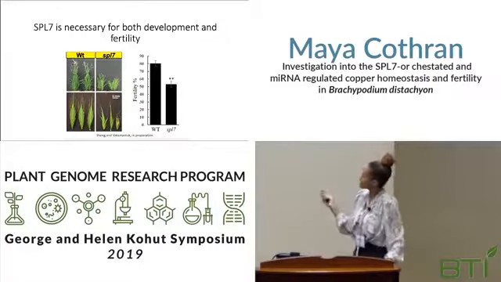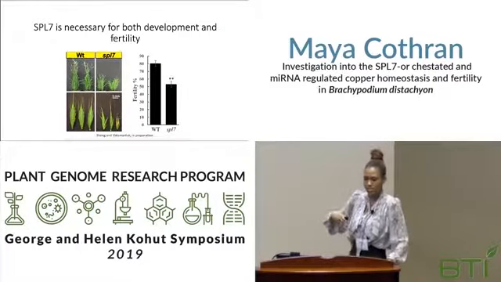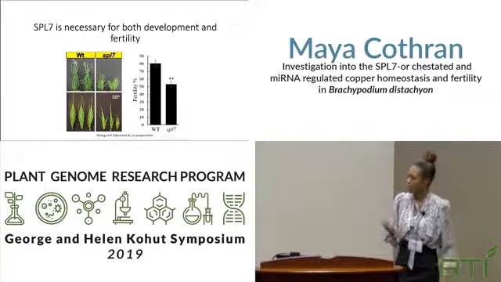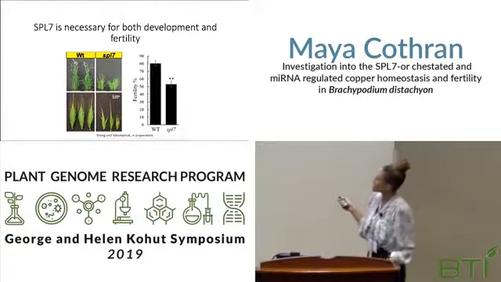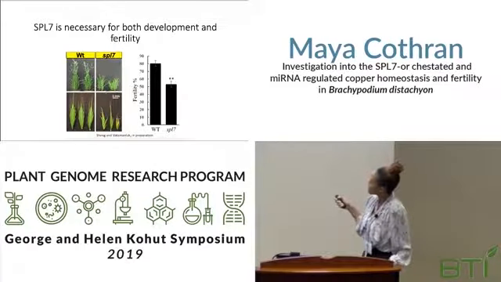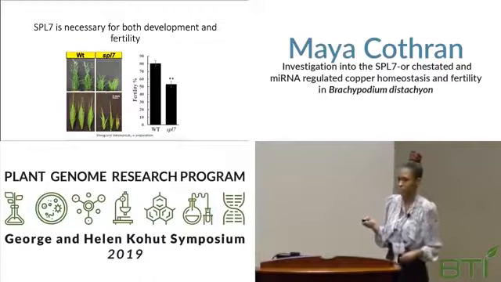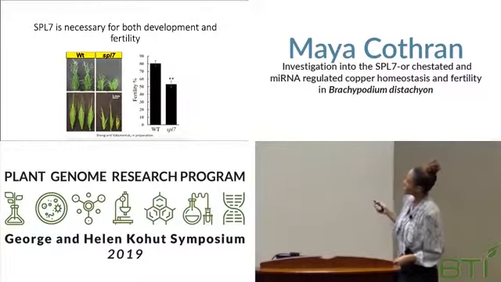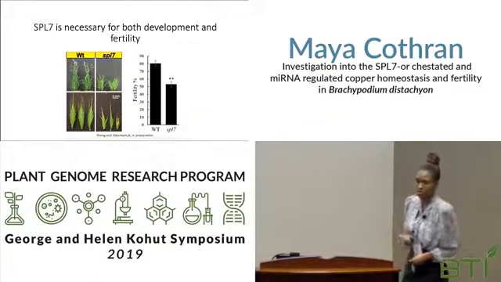So as we can see here, our lab, the Vadamanuk lab, is trying to apply, like I said, what we know from Arabidopsis in Brachypodium. So here we have a SPL7 mutant, and we can see that SPL7 is extremely necessary for the growth and development, because without it, you see that it's heavily stunted, and fertility is also stunted as well.